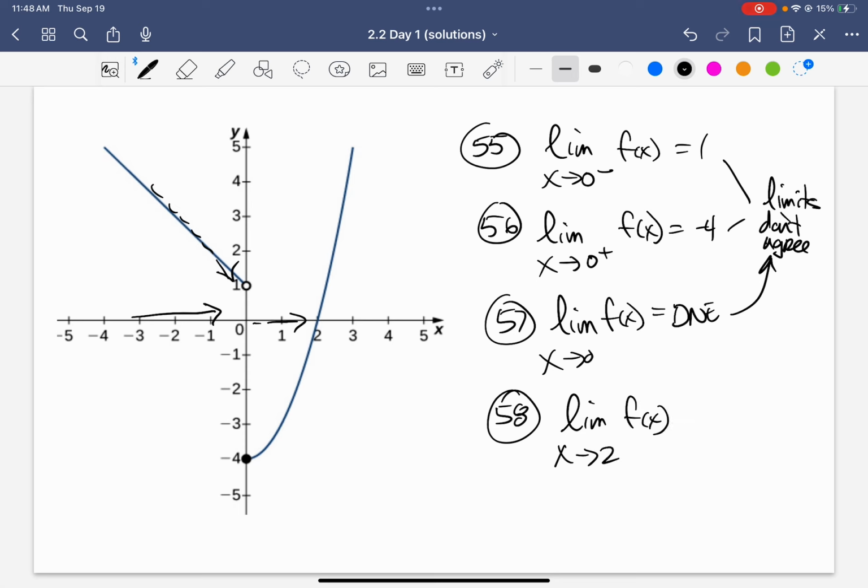Well, as we walk in from the left, this function wants to be 0. As we walk in from the right, the function wants to be 0. So I guess this would be 0. That's 58. So then we go down to 77, and it wants us to create a function with a whole bunch of really cool properties.